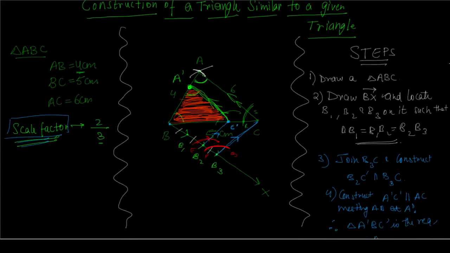So with this, I have basically concluded my lecture on construction of a triangle similar to a given triangle. Right? So we are left with only one kind of construction in our course, that is construction of a pair of tangents to a circle, and construction of one tangent also we will discuss, right? So I hope you're absolutely clear with this.